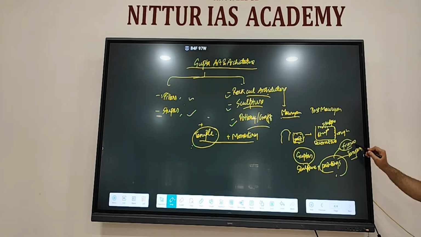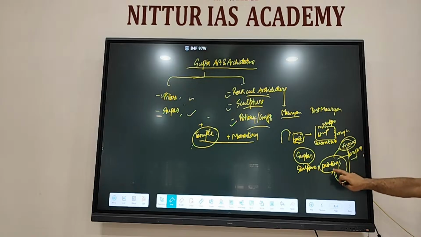So which style of painting are you seeing now? The fresco style, painting done on wet walls. That is also being seen in the Gupta period. So in Gupta caves you will find sculptures, and you will also find paintings.